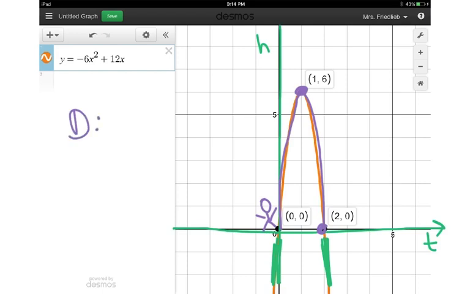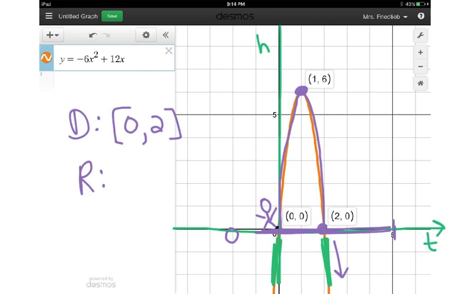Well, the reasonable domain is from 0 to 2. The ball is only in the air for 2 seconds. The reason that that's our reasonable domain is because after 2 seconds, the ball is lying on the ground. So at 5 seconds, it's still lying on the ground. It doesn't actually continue going down into the ground towards the core of the earth. That wouldn't make any sense. And then the reasonable range would be between the ground, which is 0, a height of 0, all the way up to this, which is a height of 6.